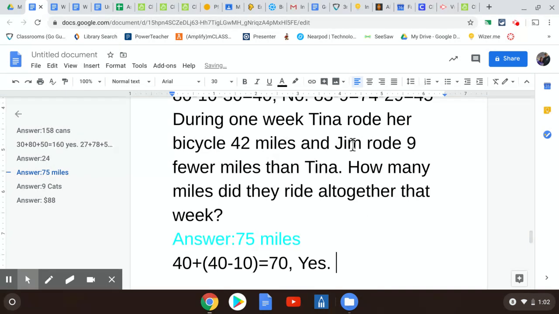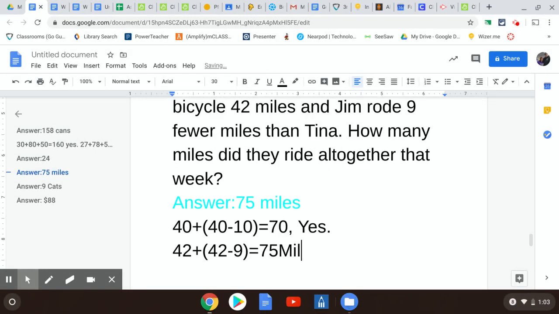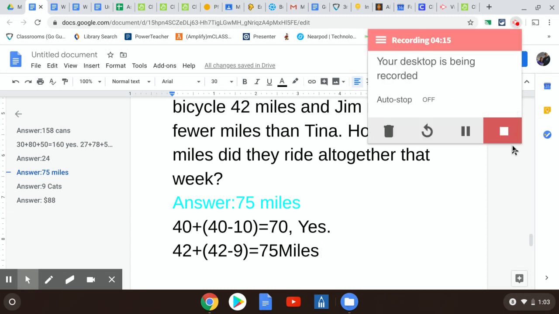Now let's do our actual math. You have 42 plus, and then remember in parentheses because we have to minus these 9 miles, 42. So 42 plus 42 minus 9. And when you take 42 minus 9, you get 33. And then when you add 42 to that, you get 75 miles. Still very reasonable because it's the exact answer. Woohoo! Okay, I want to try the last 2 problems on this page.